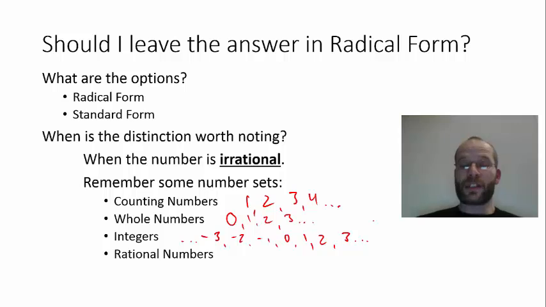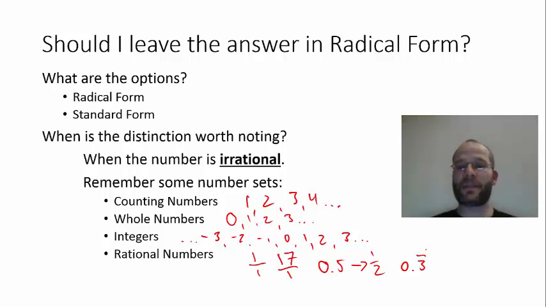We get numbers which are called rational numbers. Rational numbers are any numbers that can be represented by a ratio of integers. So for instance, the number 1, of course, is a rational number because it can be written 1 over 1. The number 17 is rational because it can be written 17 over 1. The number 0.5 is a rational number because it can be written as 1 over 2. The number 0.3 repeating is also a rational number because it can be written as 1 over 3.